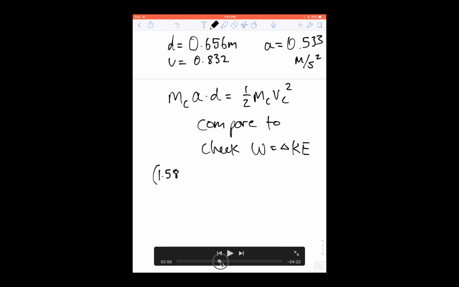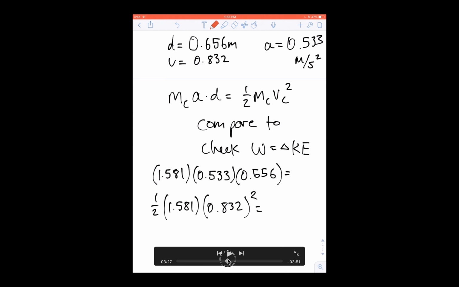And when we do that, I'll just fast forward this here. This is the left-hand side. This is the mass times acceleration times distance. And the right-hand side is down here, 1/2 times the mass times v squared. You'll notice, I'll pause it right there, that for the left-hand side I got 0.553 joules. That's the work done on the cart. And on the right-hand side, the kinetic energy, I got 0.547 joules, which if you just look by eye, those are pretty darn close.